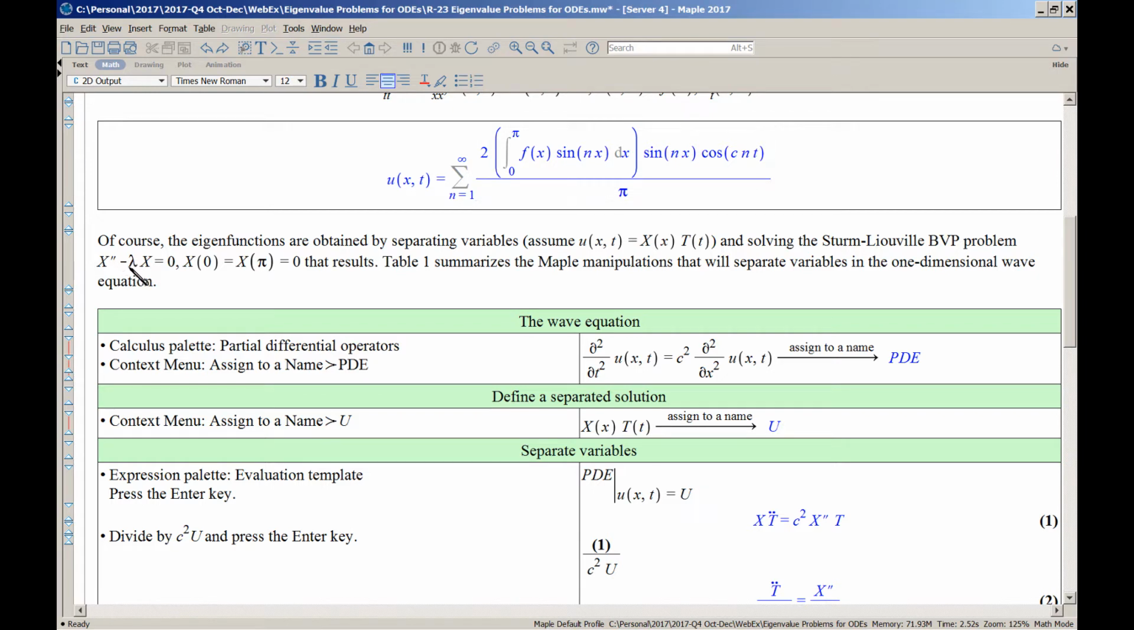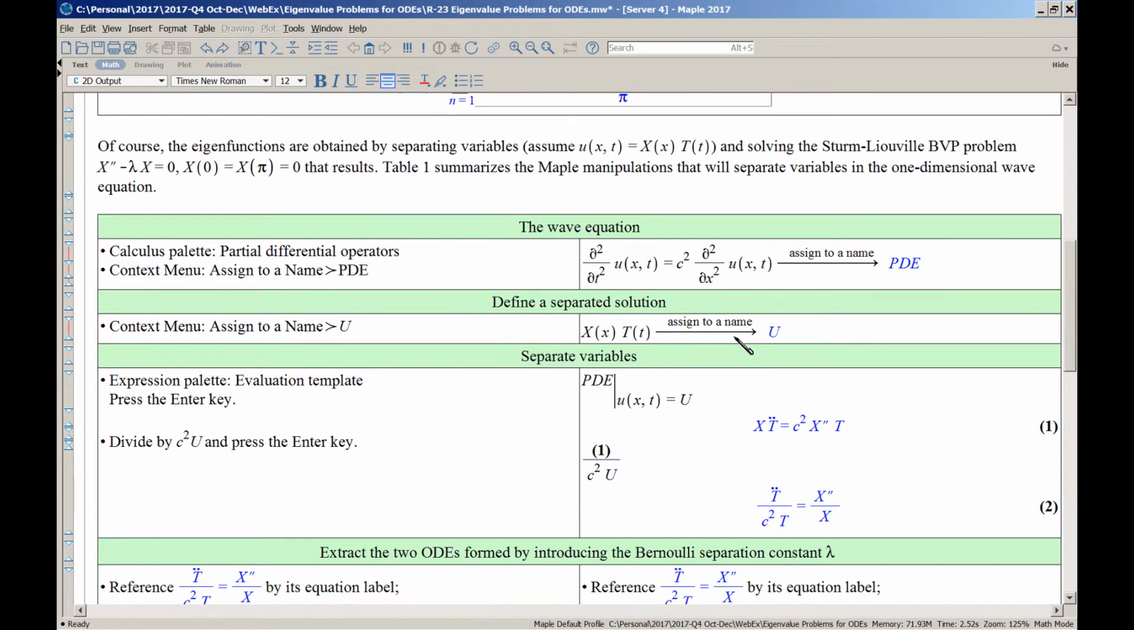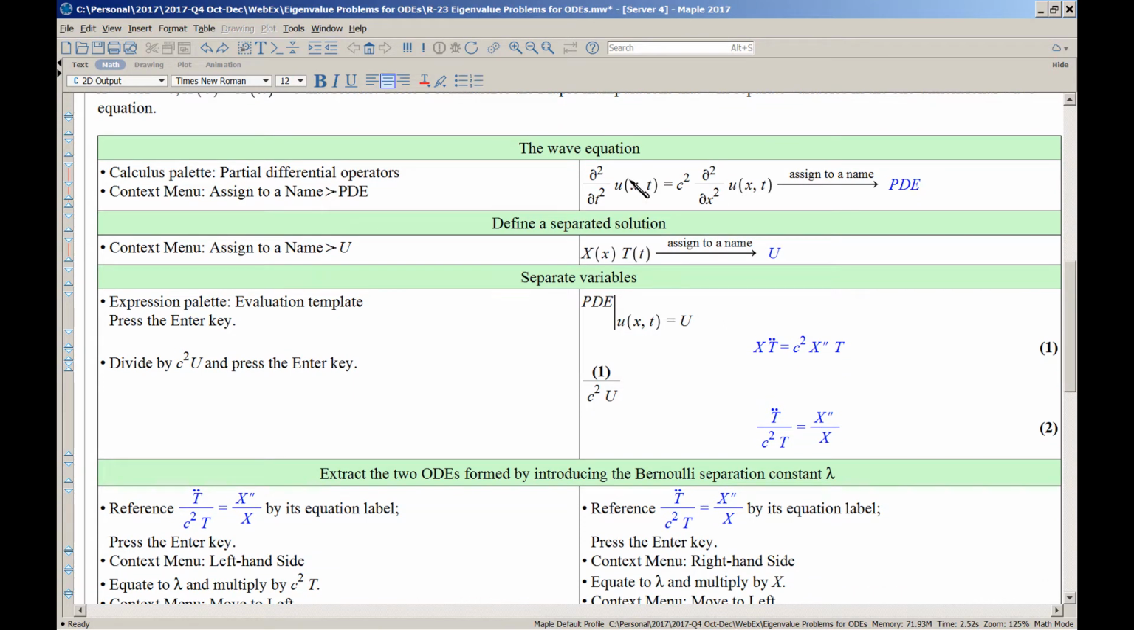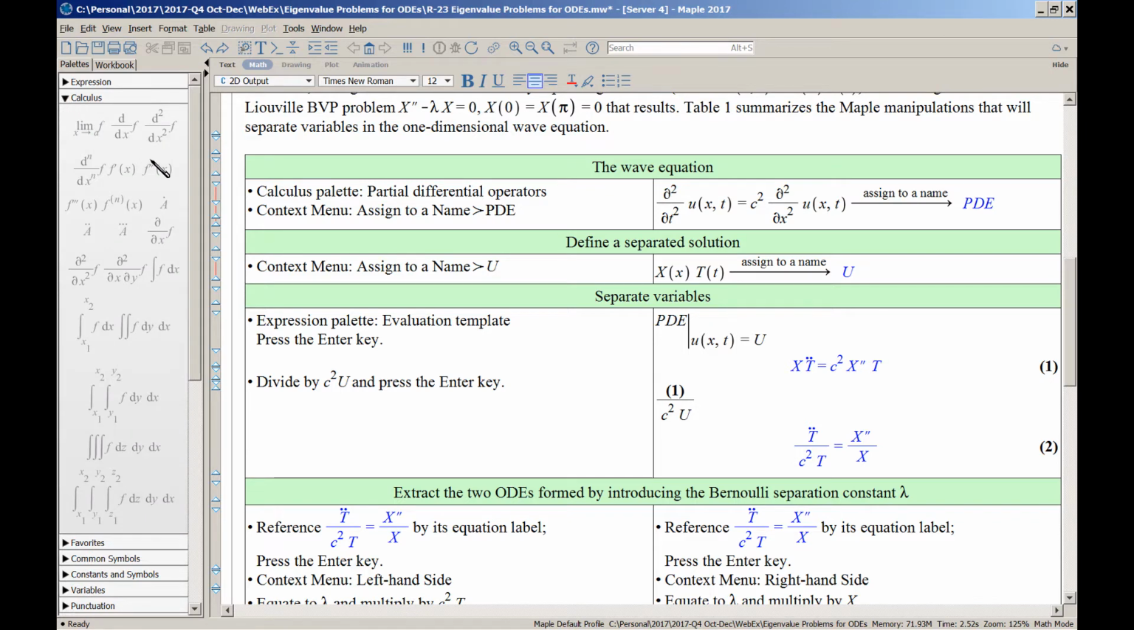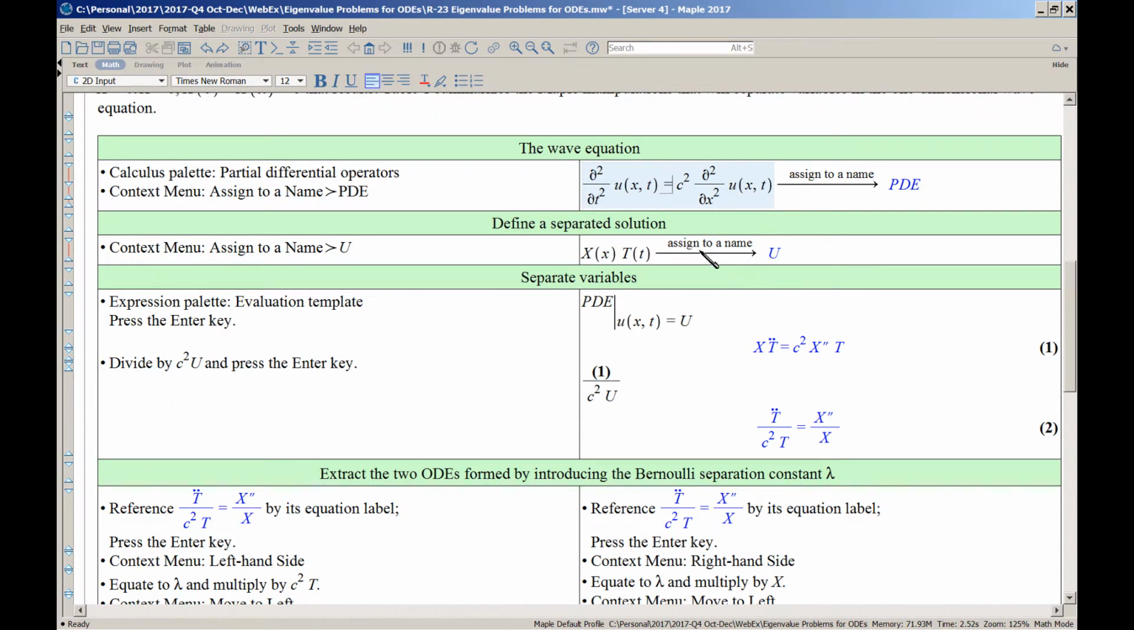Okay, it's for the x equation, and let's see how one would get that. So here's the partial differential equation, I typed it in using the partial differentiation templates. Let me give you a quick hint of where you would find it in the calculus palette. There are templates for partial derivatives in here. Here's the second partial. Okay, so I'm going to keep this hidden. Separated solution, give it the name u.